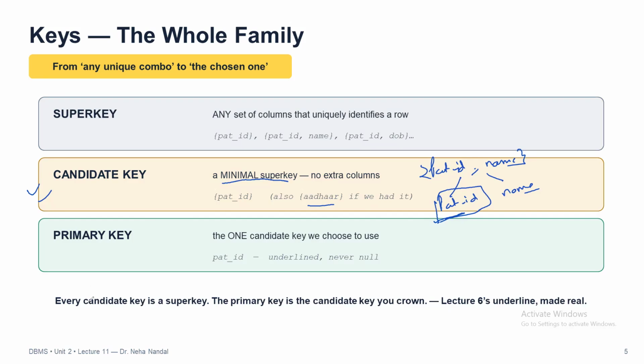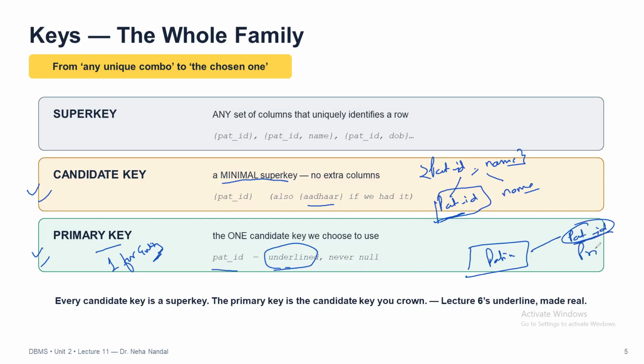Okay. Now next one will come as a primary key. It is the one candidate key that we choose to utilize. So if you have two attributes like patient ID and Aadhaar number, any one of them you can choose as a primary key, but there will be only one primary key for an entity. Correct. Either patient ID or Aadhaar number, and that will be underlined, if you remember. So if it is a patient and it is a patient ID, we have to underline it, and it is our primary key.